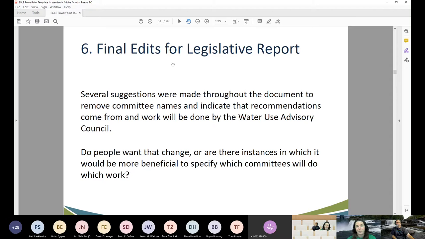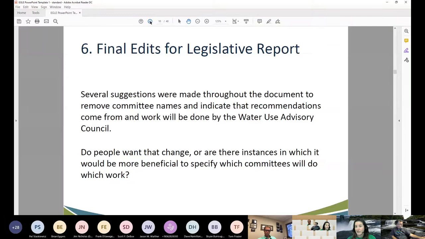The first one was that there were a few commenters who suggested that throughout the report, rather than referring to specific committees within the council, either making recommendations or being assigned responsibility for doing pieces of work, the report itself should just say, this is going to be done by the Water Use Advisory Council. And so before I finalize those changes, I wanted to get feedback from you guys on if that's how you prefer to have that report structured, or do you prefer there to be either some instances or in all instances in which the specific committee that's either making a recommendation or who is going to be assigned to do work follows up on that. And Frank, I see your hand up.